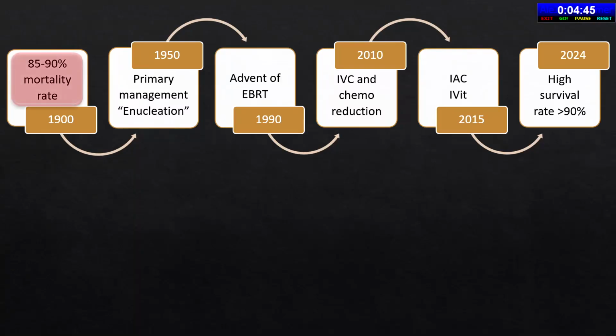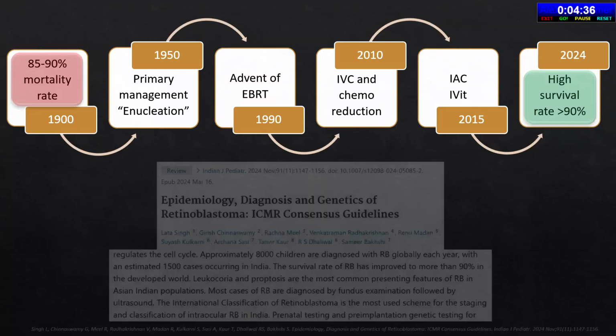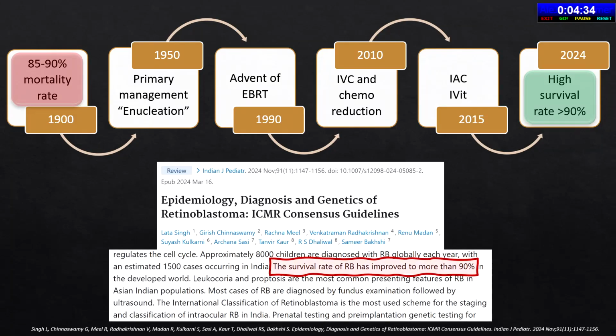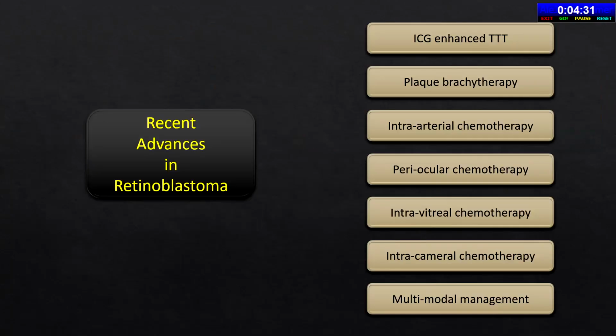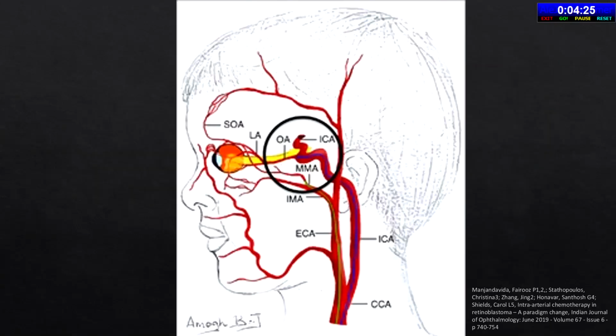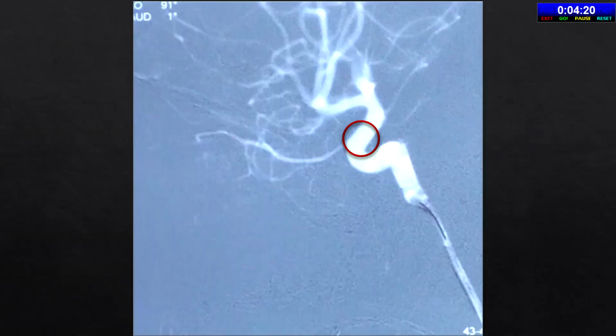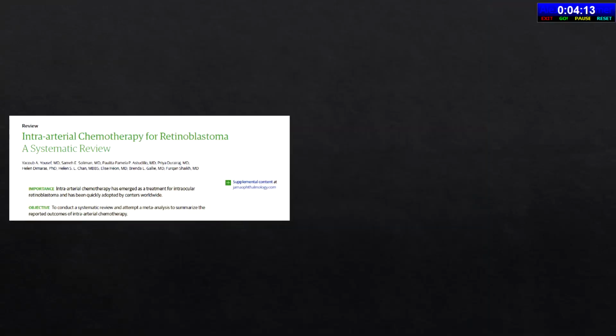Over time, we have seen that the mortality rate over the last century has gone from 85 to 90% all the way to a high survival rate of more than 90%, which has been proven recently even in the ICMR consensus guidelines. And this has been due to recent advances in retinoblastoma, including intra-arterial chemotherapy, which is basically the introduction of the chemotherapeutic agents directly into the ophthalmic artery by hooking the catheter to the ostium, and that's what is called the super-selective approach.